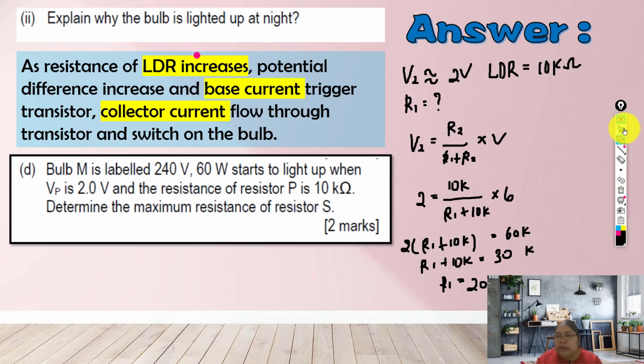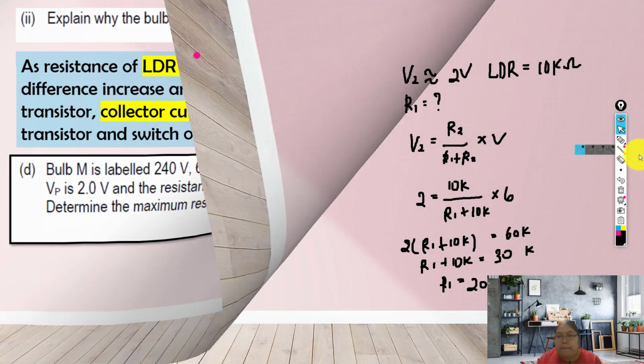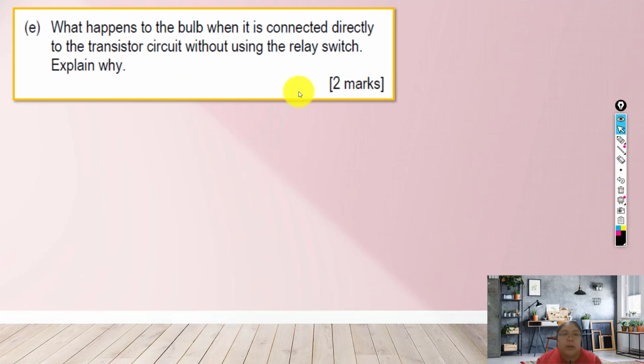Okay, we go to see the next one. What happens to the bulb when it is connected directly to the transistor circuit without using a relay switch? That means we never use any relay switch. We connect the bulb straight to the transistor. Then what should happen? So you see the answer here.